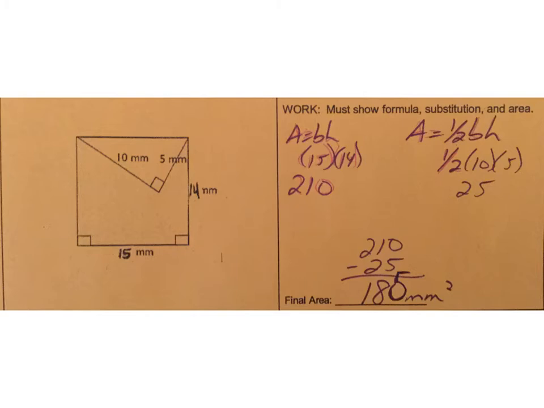Okay, first let's find the area of the large figure. So we take this large figure right here, this rectangle, it's 15 by 14, and you do that calculation for 210. Then you take the area of this triangle.